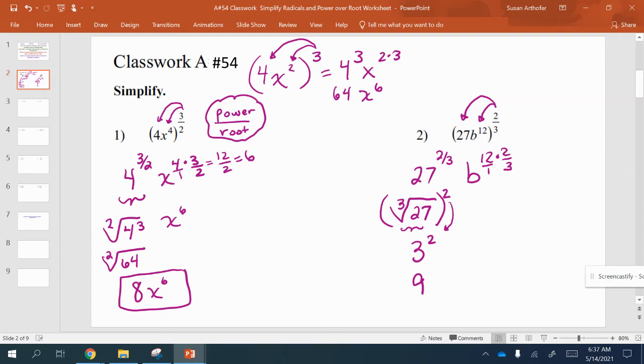And then for the b, I'm going to put the 12 over 1. I'm going to multiply straight across. That's 24 over 3, which reduces to 8. So I'm going to bring this down as b to the 8th. And that would be our final answer. Okay, I'm going to move on.